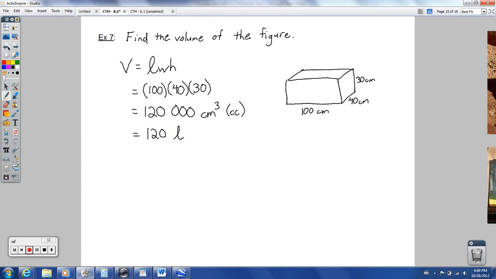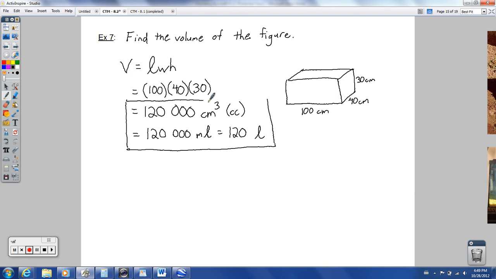And I did want to write one other thing first. I wanted to write 120,000. Since 1 cc is the same thing as 1 milliliter, I can write it like this, or I could write 120 liters right there. Okay, so this would be my final answer. What different context might we have? It just depends on the context here.